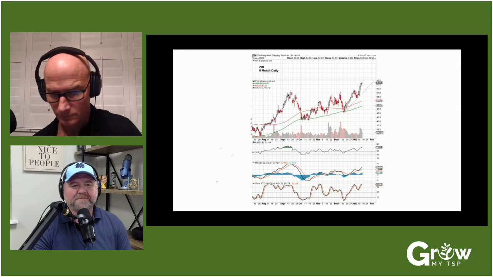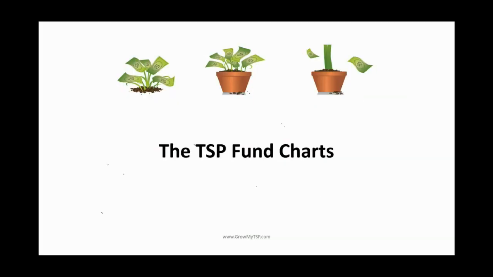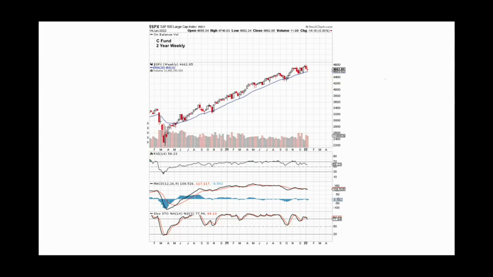Okay. So the TSP fund charts. C-Fund 2-year weekly. Last week was rough. This week it was volatile, right? You can see last week was a pretty solid down week. This week we came down, got support at that 20-week exponential moving average line, but this week's high didn't get higher than last week's high. So we got support at that moving average line, but we didn't put in a new high this week, right? We're below where we were last week.